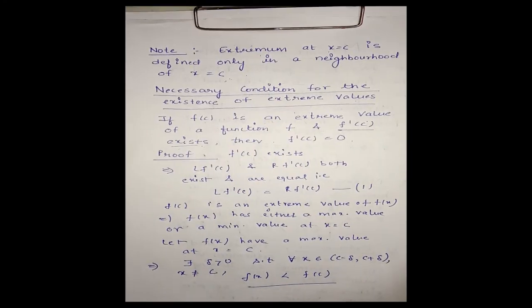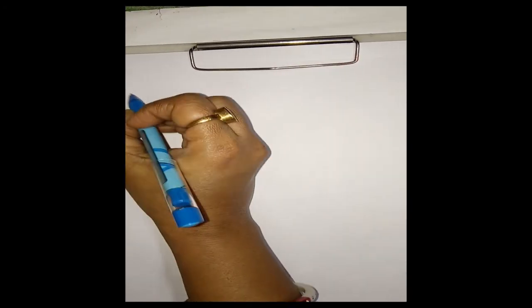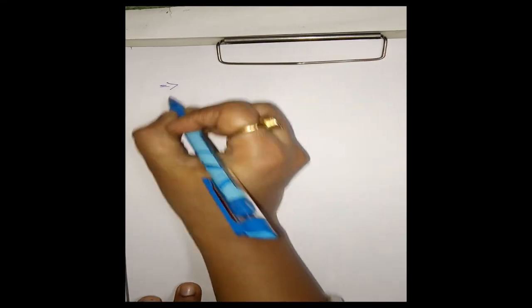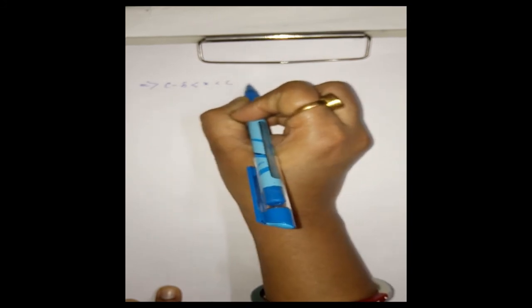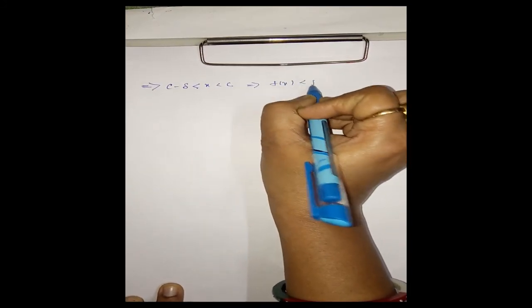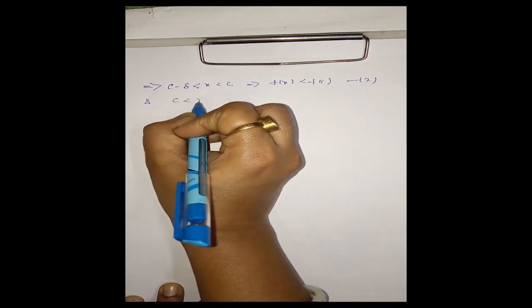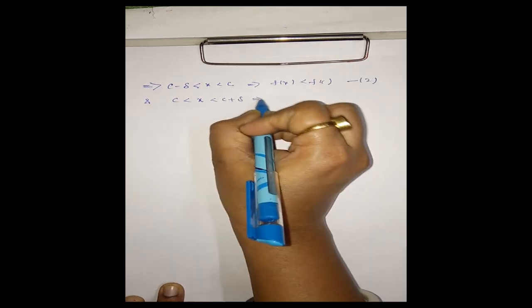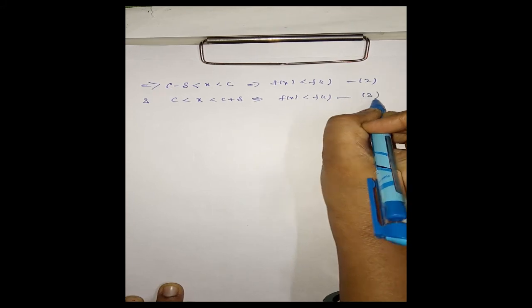Now we will partition this interval like this. This implies c minus delta less than x less than c implies f(x) is less than f(c). Mark this as equation number 2. And c less than x less than c plus delta implies f(x) is less than f(c). Mark this as equation number 3.